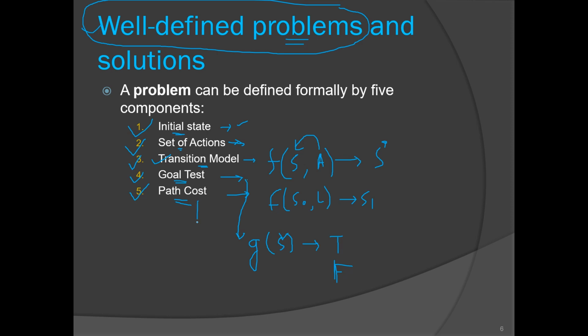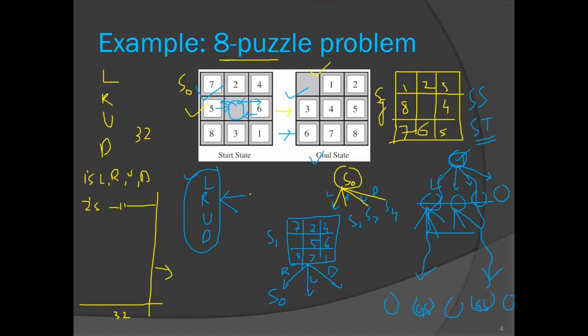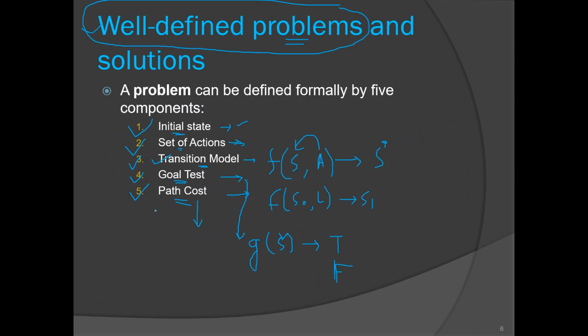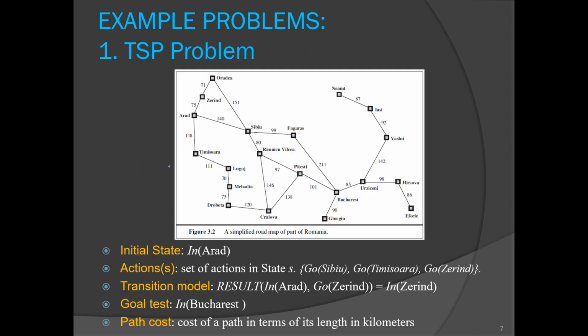Next one is path cost. Here the path cost means the cost assigned to the solution. In the previous example, the path cost can be the number of moves taken by the agent to reach the goal state. That will be the path cost. We want the solution with the minimum path cost, right? So these are the 5 components. We'll see some example problems.